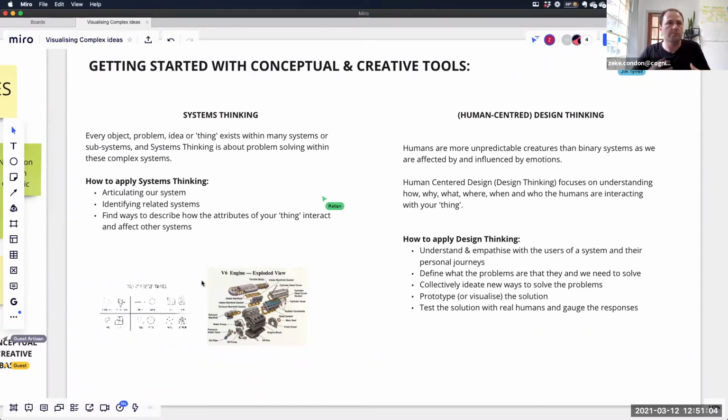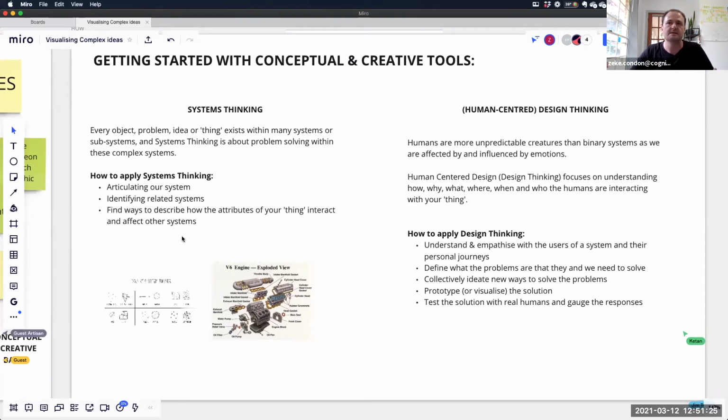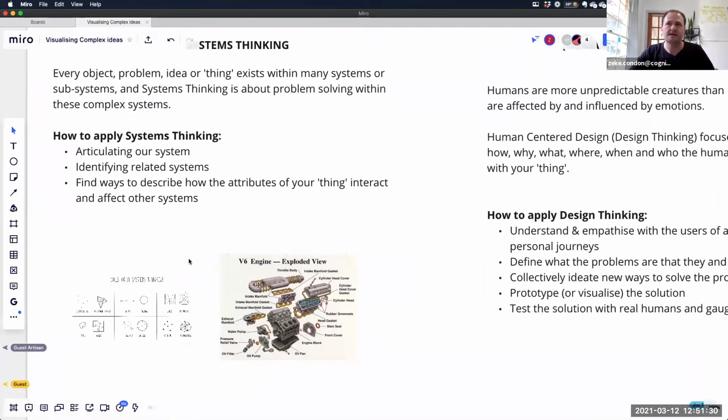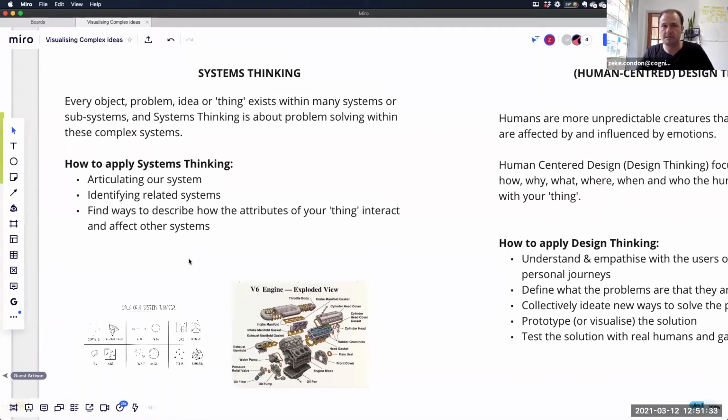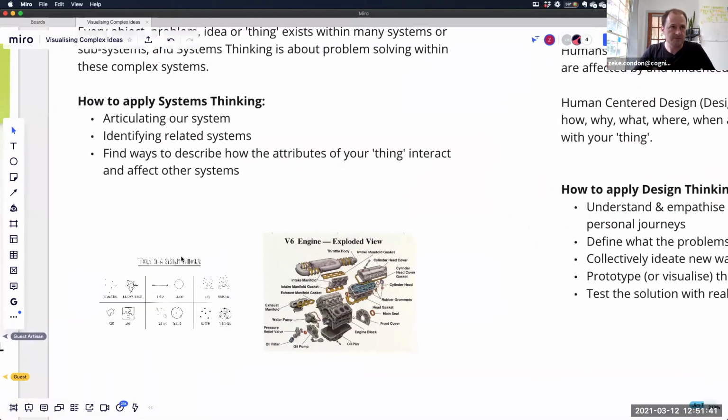So how to apply systems thinking to a problem or an idea that you might want to articulate is, first of all, talking about the system or systems that our problem or idea exists within, identifying the different related systems, and then finding ways to describe how the attributes of our thing interact and affect other systems. Now that's a very open-ended concept, and I would urge you to jump into the whole realm of systems thinking and learn a lot about this, so you can apply this naturally to what you do.